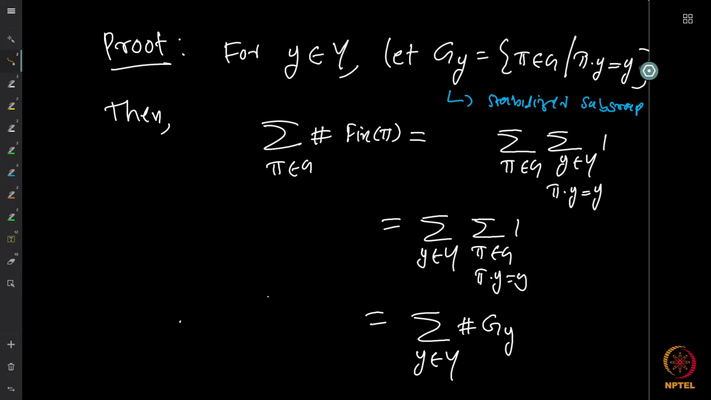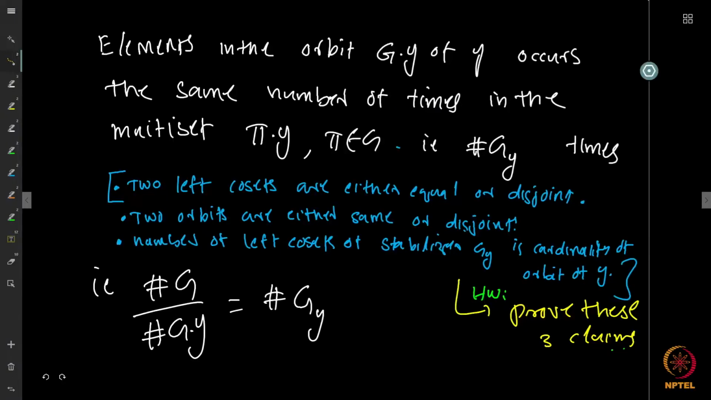So which is the stabilizer subgroup, right? So summation over all y belongs to Y, cardinality of G_y. Now let us see. Can we look at cardinality of G_y in another way, right? So when we look at the action of the group, the elements in the orbit, let's say Gy. So I denote by Gy the orbit of y, right?